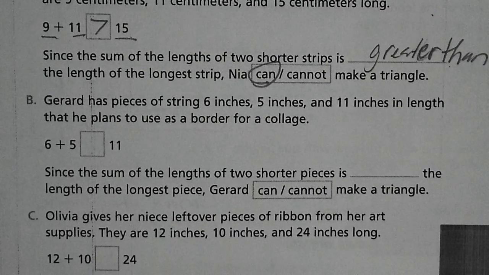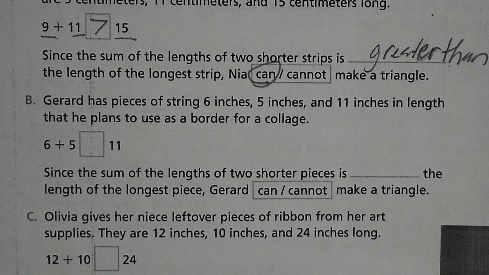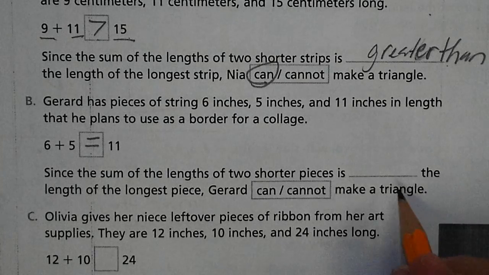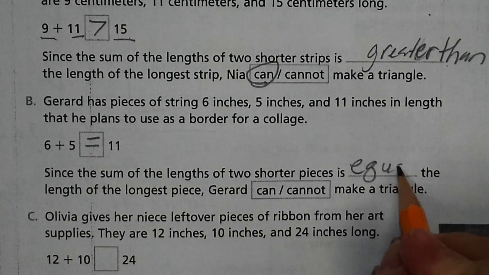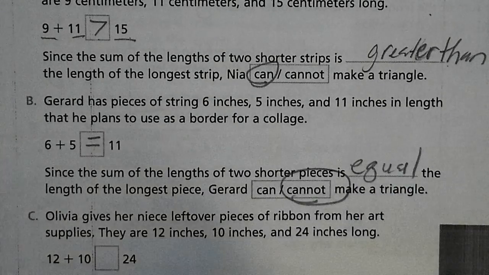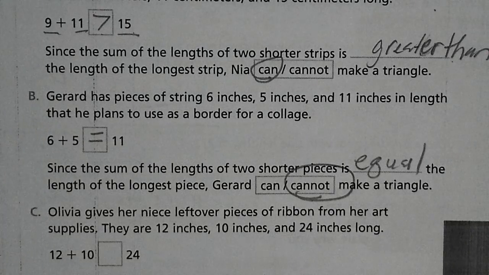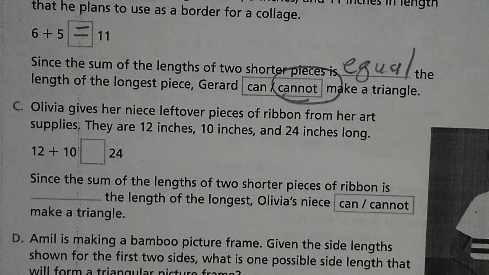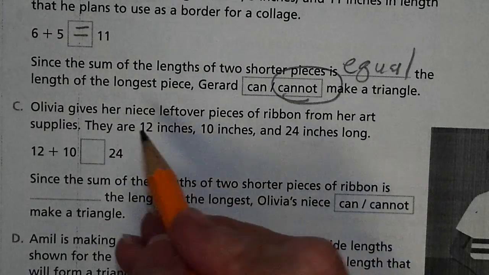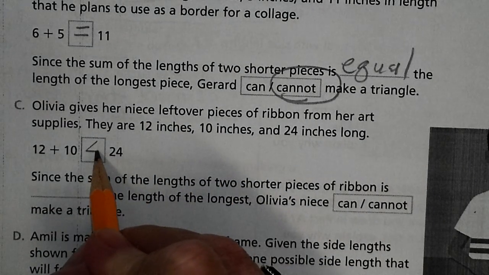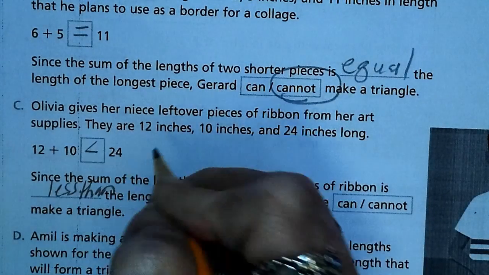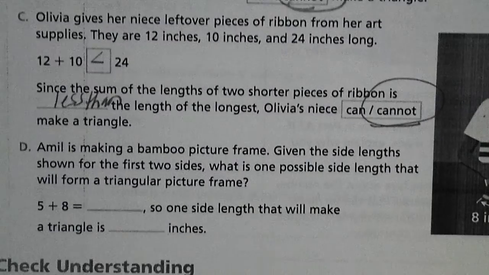All right, so what about B, guys? What would I put? Equal. Equal. So does it form a triangle? No. So this would be equal, and this cannot form a triangle. All right, what about C? No. So this would be less than, right? Less than, cannot. And then cannot. Yep. What about D?